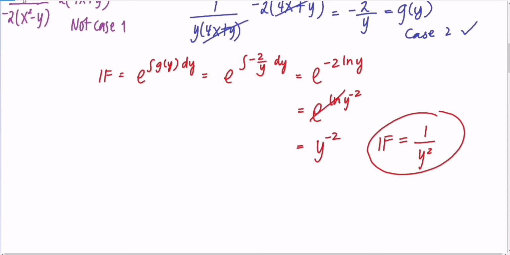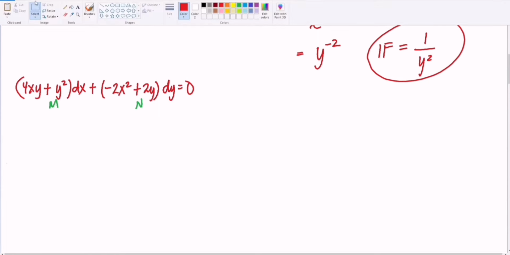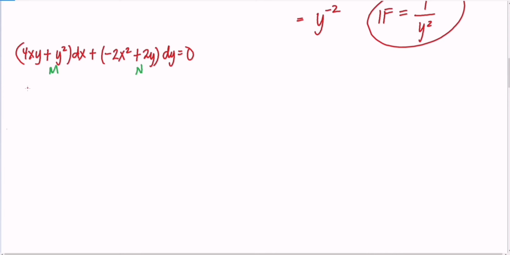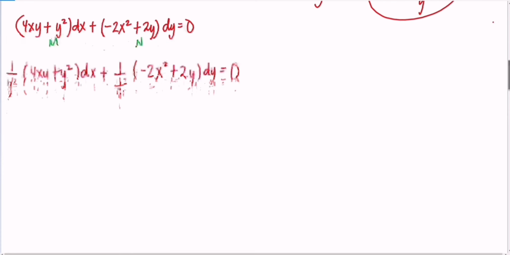Ayan. So, since positive na siya, pwede na natin siyang i-multiply doon sa original function natin, which is this one. So, copy ko lang yan, guys, since meron na tayong integrating factor na makakapagpabago sa ating equation. So, I will have 1 over y squared multiplied by this equation. So, i-multiply ko si 1 over y squared times (4xy plus y squared) dx plus, dito rin, 1 over y squared times (negative 2x squared plus 2y) dy equals 0. Okay? So, pwede nating isa-isahin.